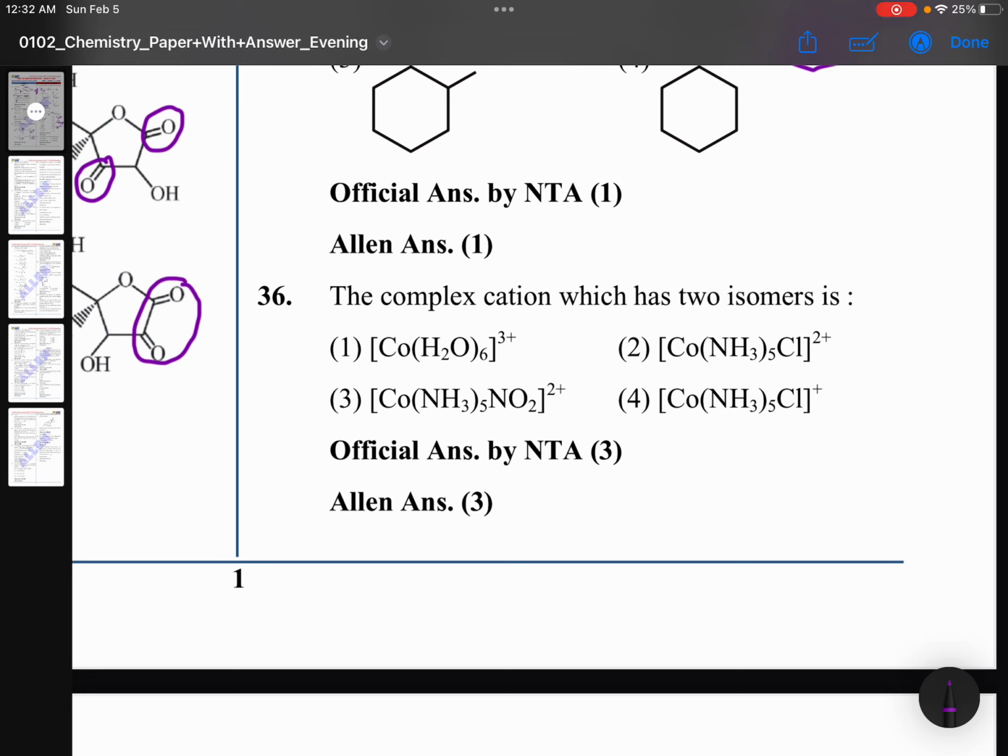The complex cation which has two isomers is saying, so NO2 and ONO, linkage isomers are possible. Here no isomerism, here no isomerism, here no isomerism. Very easy question for the students, average students also, from complex compounds.